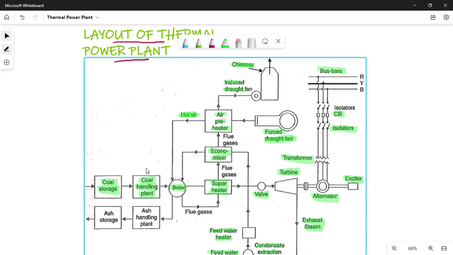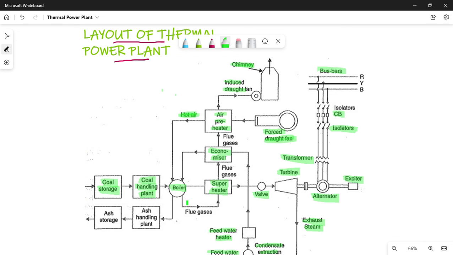Now let us come back to the boiler. From the boiler, the waste ash is given to the ash handling plant. Here we have the electrostatic precipitator and other arrangements to handle the ash. Once it is separated, it is given to the ash storage. Normally it is dissolved in water and then given to the ash storage plant.